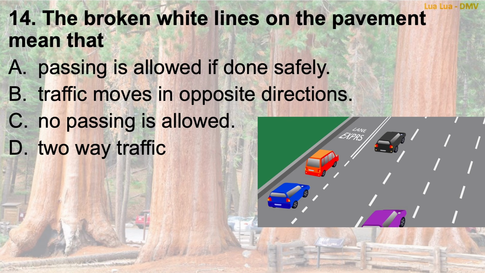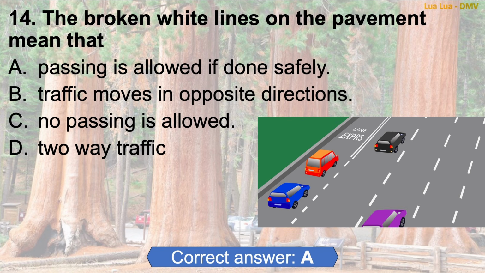D. Two-way traffic. The correct answer is A. Passing is allowed if done safely.